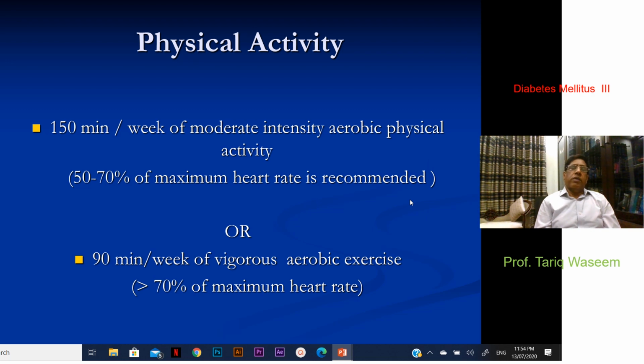week, or a total of 150 minutes per week of physical activity, where you get an increase in heart rate of around 50 to 70% of your maximal heart rate recommended. Or you may think of 90 minutes per week of vigorous aerobic exercise like going to the gym or other heavy exercises.